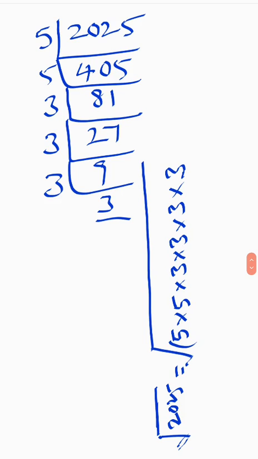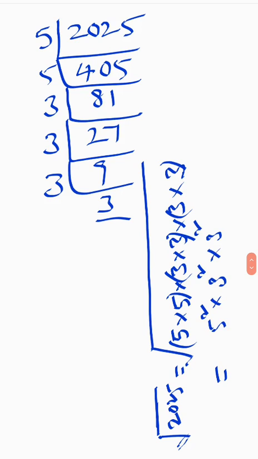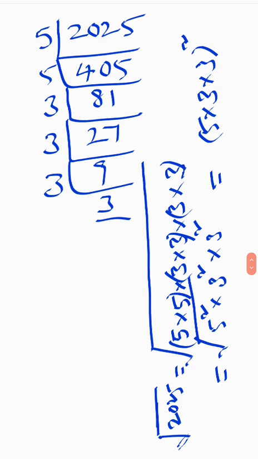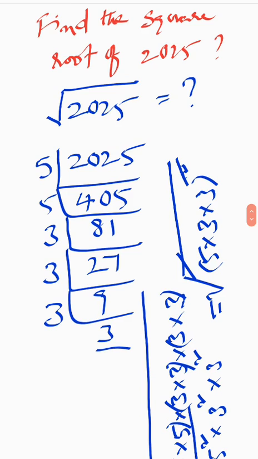Now select two numbers, two factors, because we are finding the square root. Now 5 square into 3 square into 3 square under root. Because all bases are different and powers are equal, using a power m into b power m, we can write 5 into 3 into 3 whole square under root. The square and the root cancel, so finally we have 5 into 3 into 3.